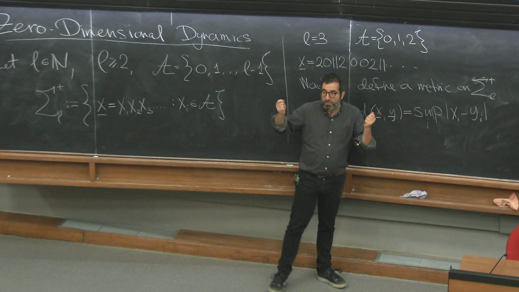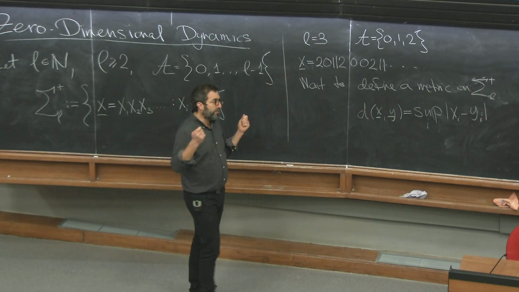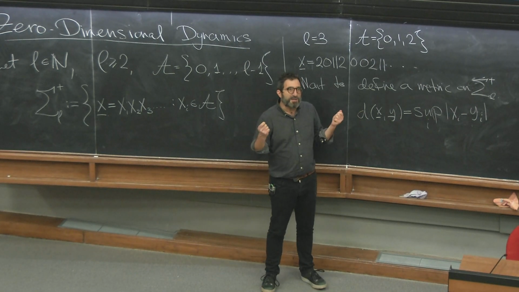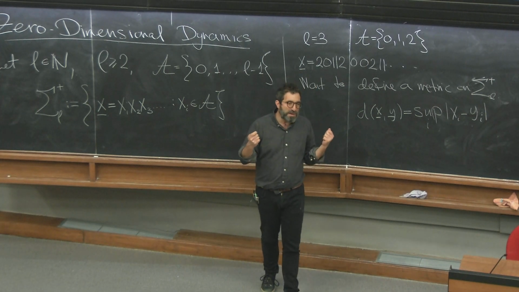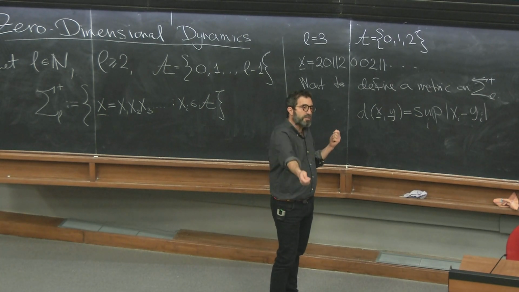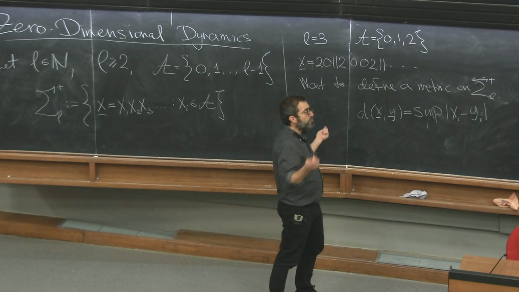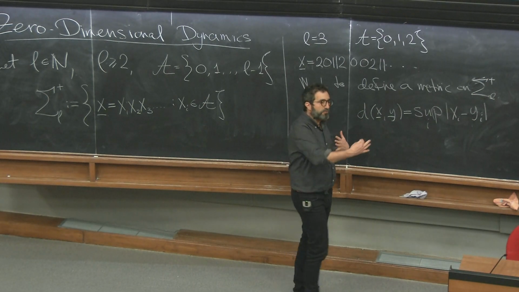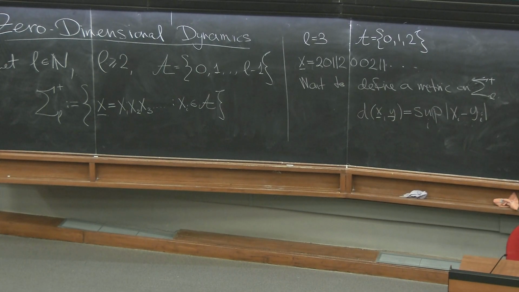So this is a perfectly reasonable metric, but it does not promise to be very interesting from a dynamical point of view, right? We will never be able to have any sequence of points in this space that is converging or accumulating on any other point, because the distance between any two points is at least 1. This space does not have any accumulation points with this metric.